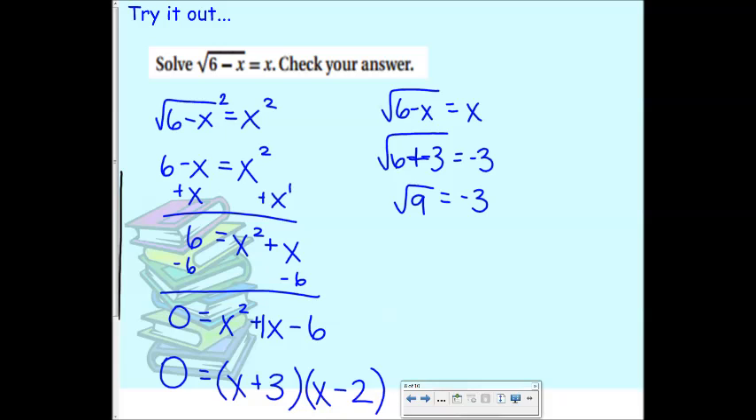Okay, now the other one was 2. What's 6 minus 2? 4. So the square root of 4 equals 2. Is that true? Yes, 2 equals 2. Therefore, that worked too. So there were no extraneous solutions here. But remember, when you take the square root of a negative, if it were negative in here, then would that work? No. So that's when you would say no solution. Or if this one worked but that one didn't, then this is your only answer.